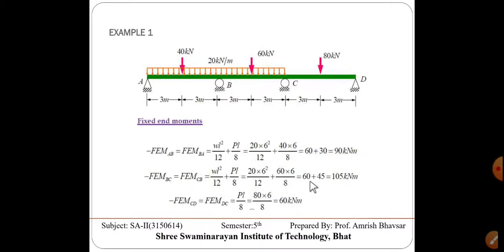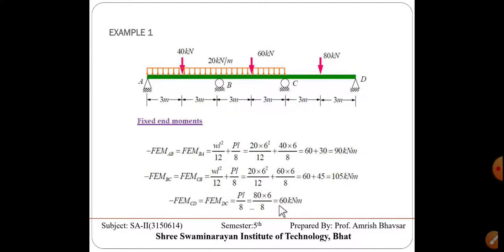So it is 60 plus 45, which means it is 105 kilonewton meter. And the third one is a fixed end moment, C to D and D to C, which is PL upon 8, that we know. The left-hand side is anticlockwise, which means negative, and the right-hand side is positive, and the value is 60 kilonewton meter.